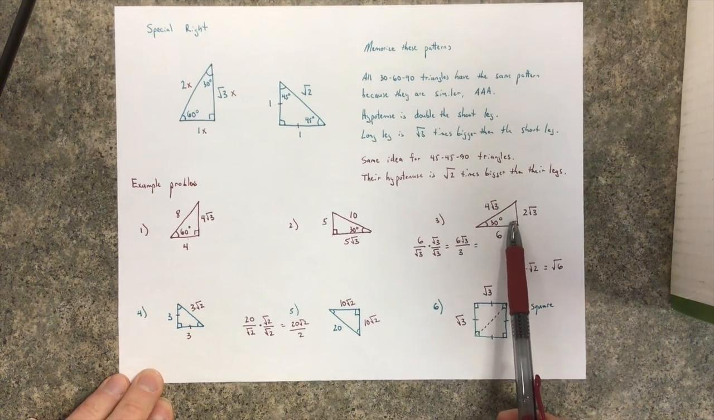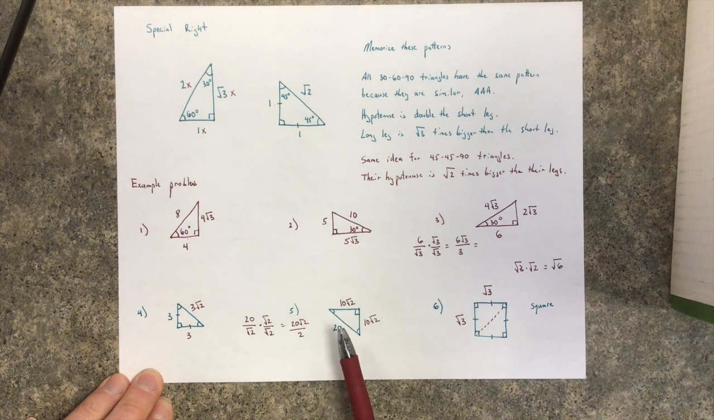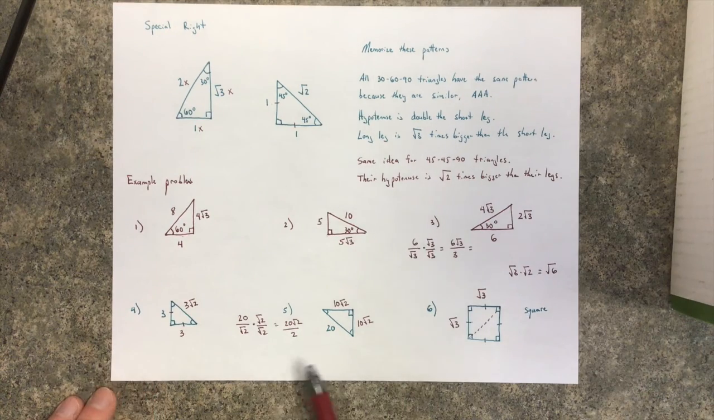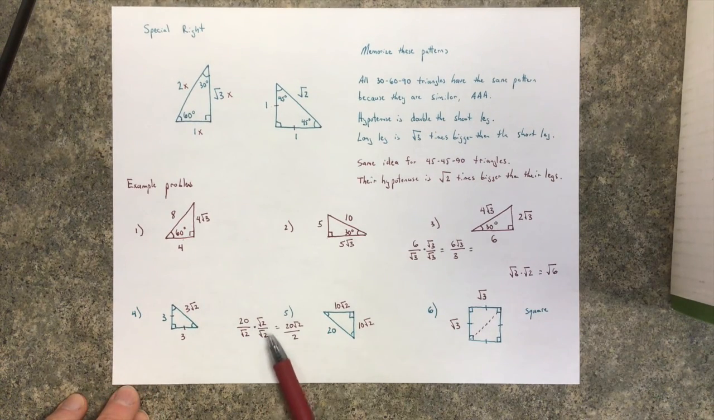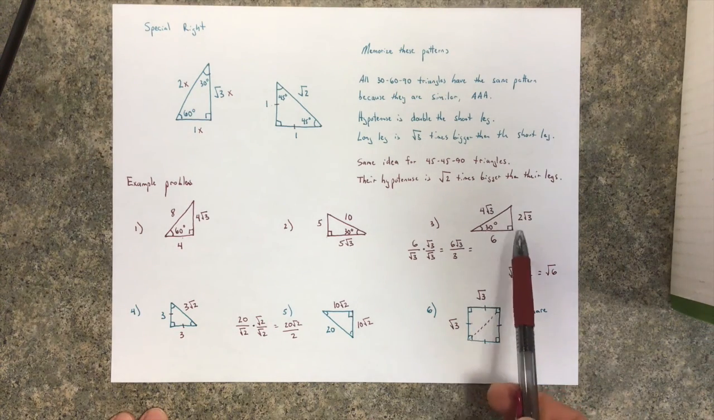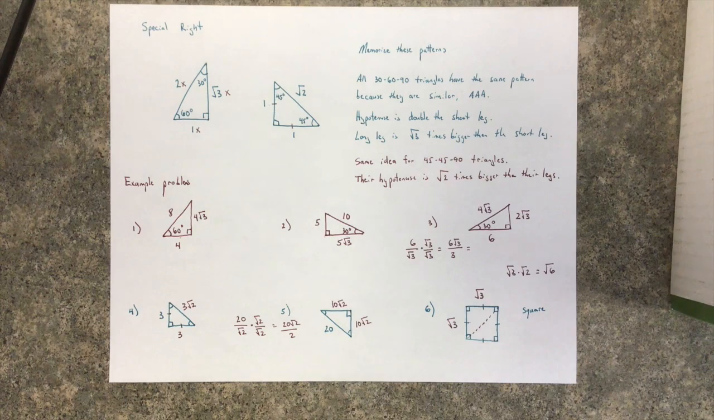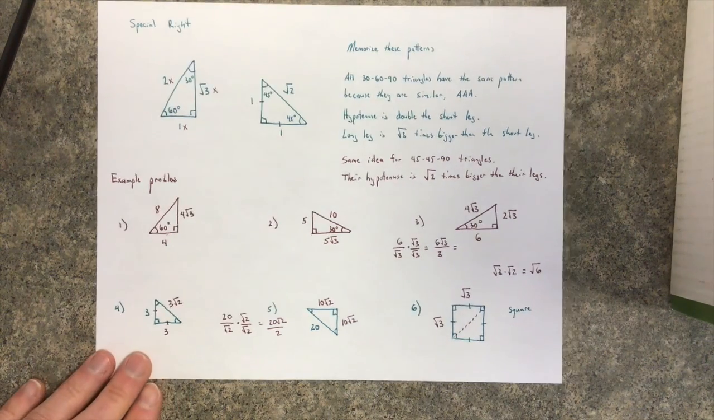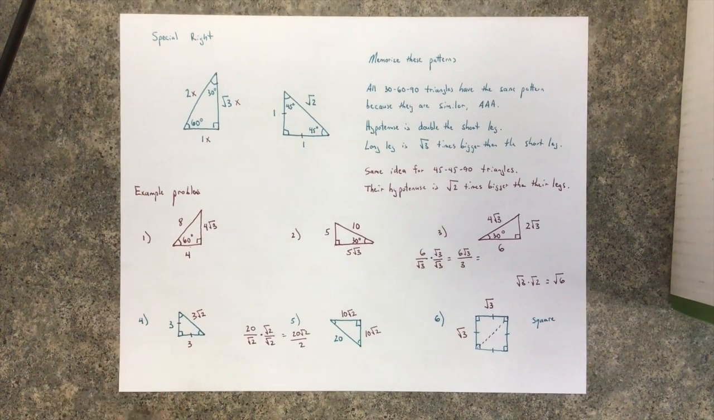If you're given a long leg, you end up having to divide, and in 45, 45, 90, if you're given the hypotenuse, you end up having to divide. But really, dividing by a radical 2, we just multiply top and bottom by radical 2, and then we simplify. Same thing here. Divide by radical 3, rationalize it by multiplying top and bottom by radical 3, but all we're doing is getting rid of the radical in the denominator, and then simplify if we need to. Once you know the short leg, of course, then you can just double to find the hypotenuse. It's pretty easy. Okay, hopefully this video helps you get started on special right triangles.